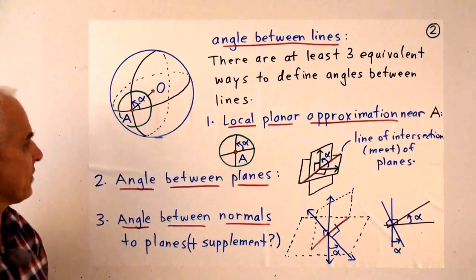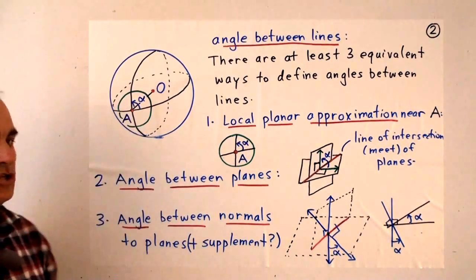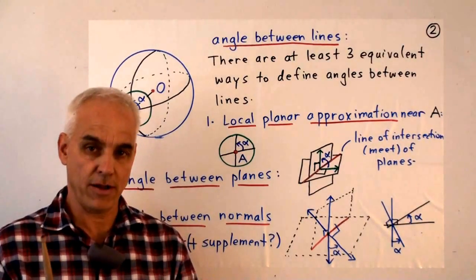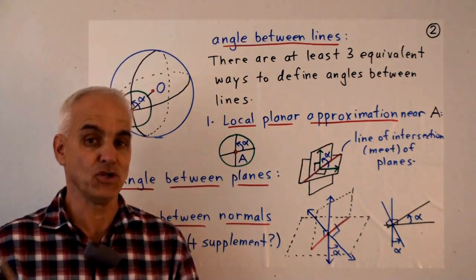So three different ways of thinking about the angle between two lines on the sphere. In other words, the angle between two great circles.